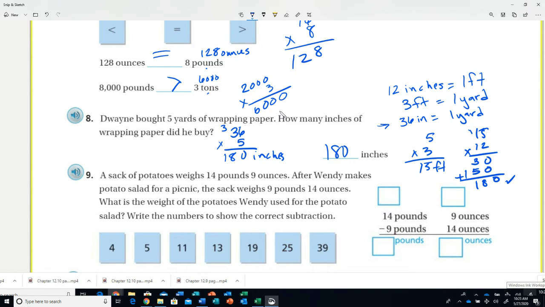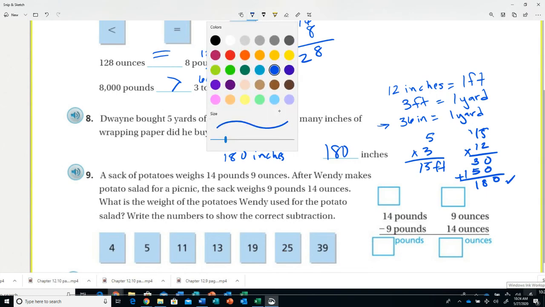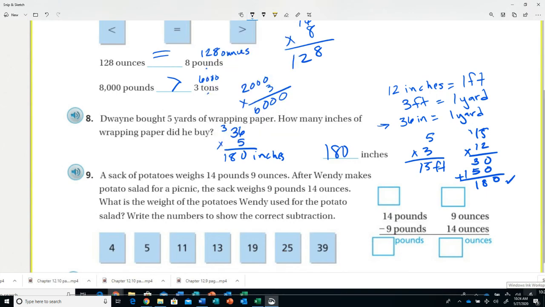I'm definitely going to switch colors here to not confuse. Go back to black. Okay, so sack of potatoes weighs 14 pounds 9 ounces. I'm making potato salad. The sack weighs 9 pounds 14 ounces after that. What is the weight that was used to make potato salad?